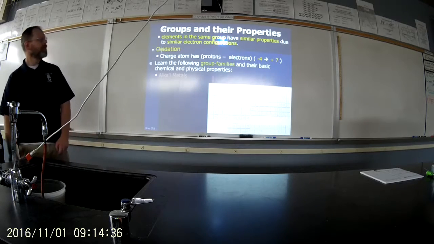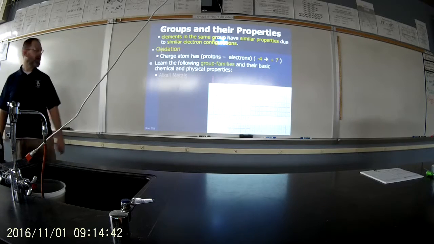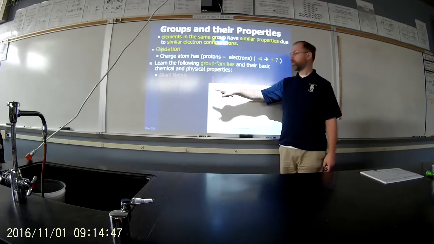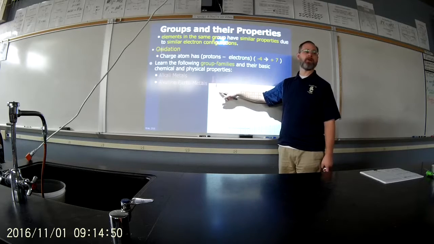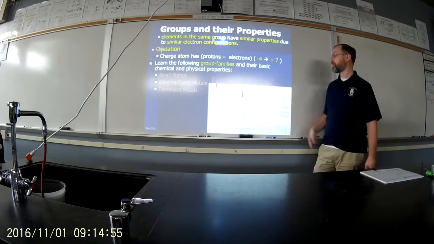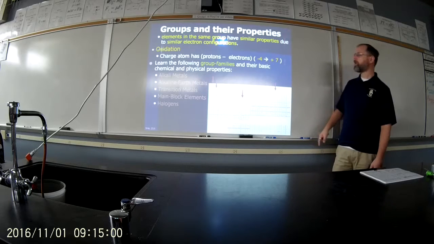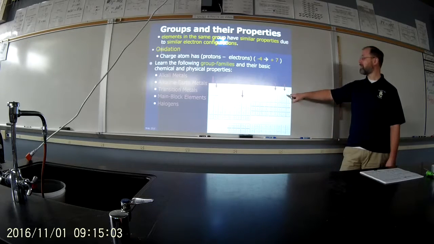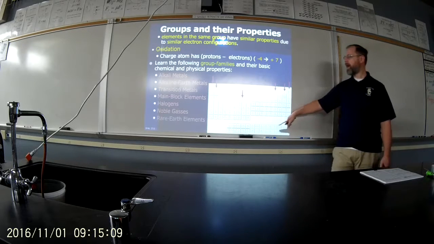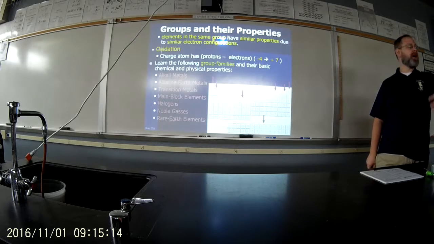Okay, so these are the elements. Don't write this down. We're going to go over each group one at a time. We're going to look at the alkali metals, the alkaline earth metals, the transition metals, the main block elements, a special group of the main block called the halogens, the noble gases, and the rare earth elements. We're going to look at some properties of the groups specifically.